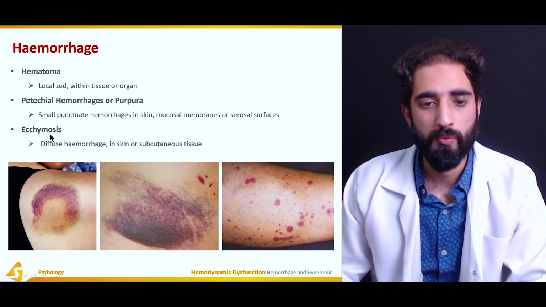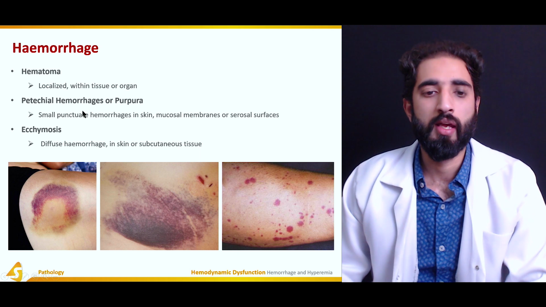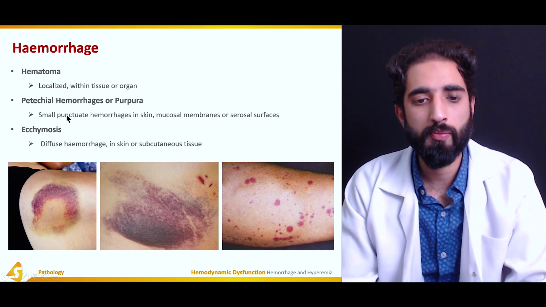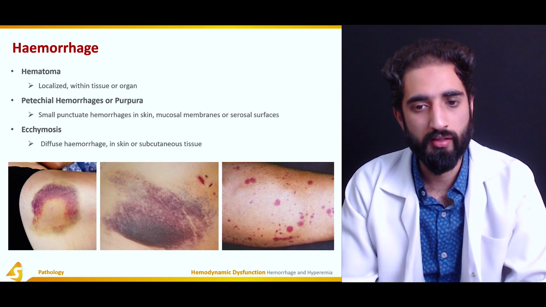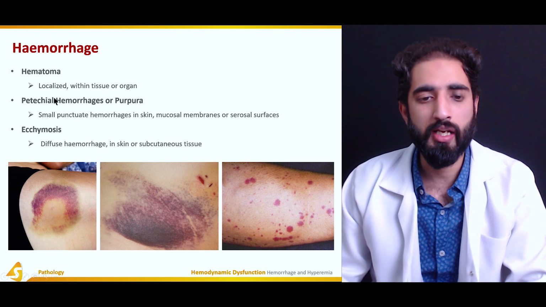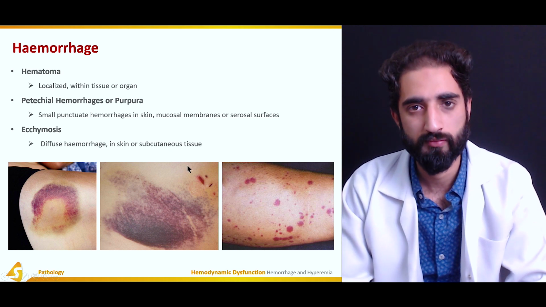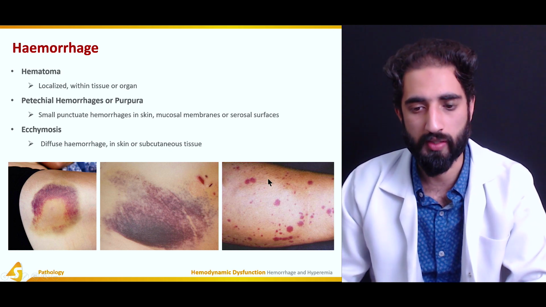And the second is petechial hemorrhages or purpura. In this, you would observe small punctate hemorrhages in skin and mucosal membranes or serosal surfaces. The third is ecchymosis, in which there is diffuse hemorrhage in skin or subcutaneous tissue, as you can see in these two pictures as well.